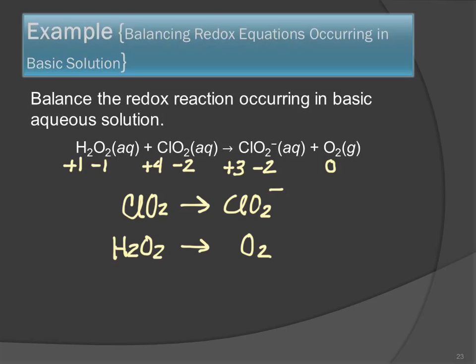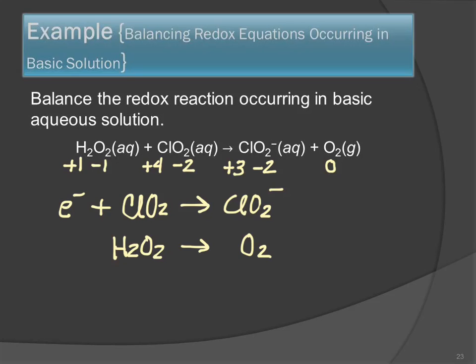So we're going to balance with respect to mass first. This top one is already balanced. There's 1 chlorine and 2 oxygens on each side. I'm going to balance the charge using electrons. I have a -1 charge on this side, so I need to add 1 electron on the other side. Now down here, the oxygens are balanced already, but the hydrogens are not.